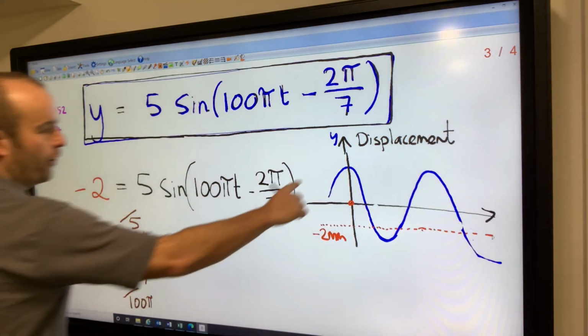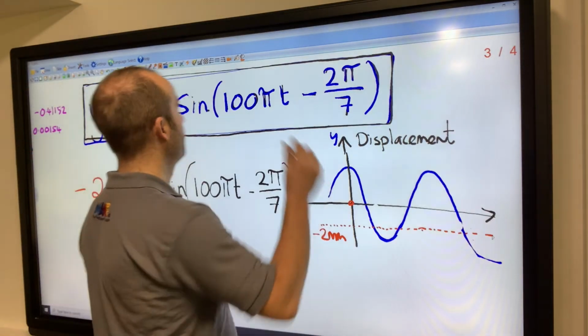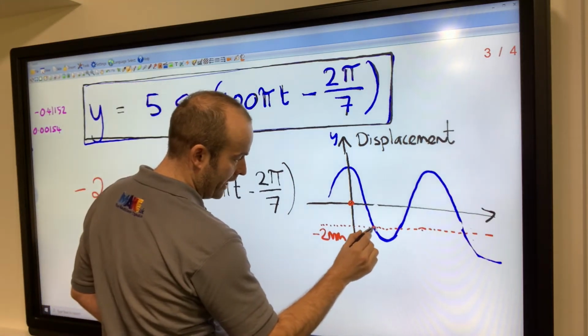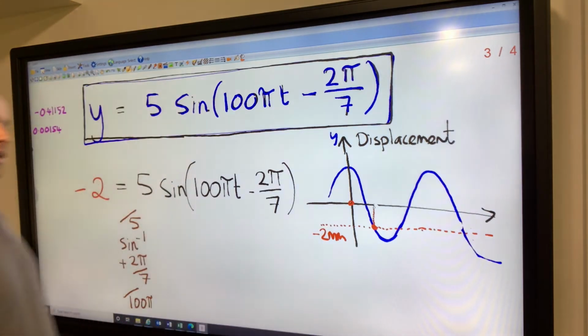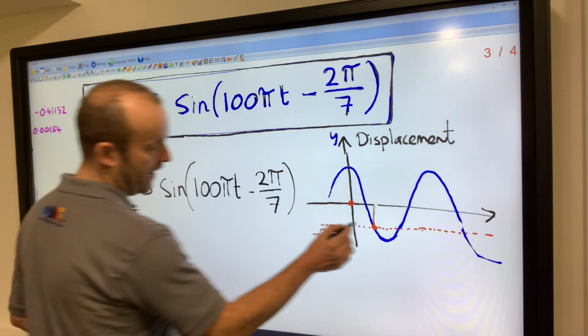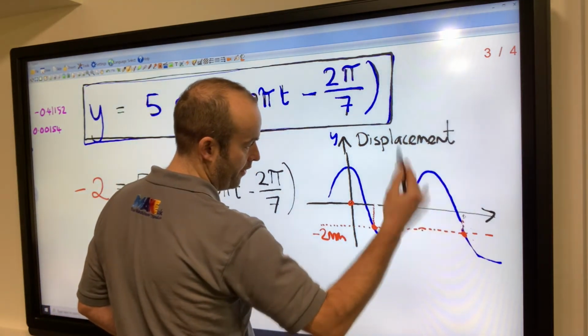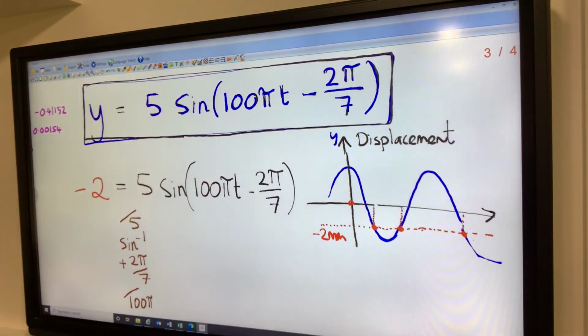So this blue function is modelled by this. We're interested in knowing at what time the displacement is minus 2 mil. So I basically want to know when this point here is. I'm going to do it algebraically and then show it graphically. So this occurs here, it also occurs here, and for a third time, and for every one after that, assuming all conditions remain the same. Okay.